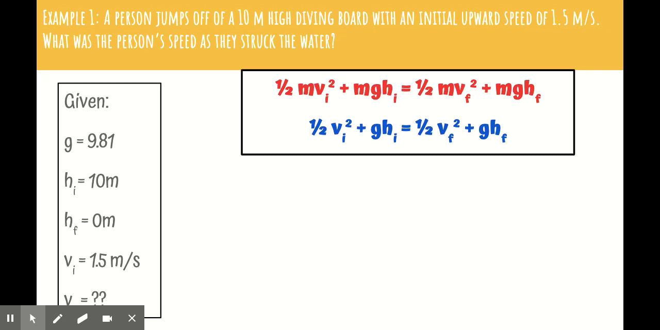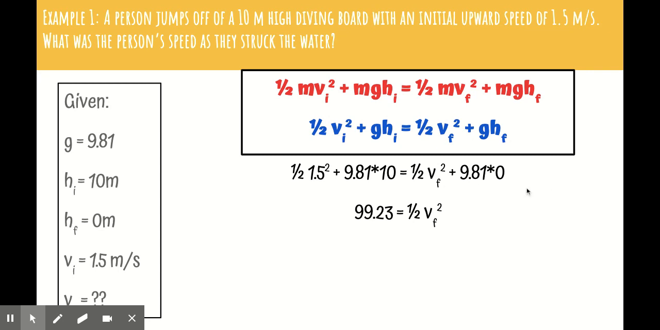So we're going to use our mechanical energy formula. In this case, we don't have mass, we don't need mass, so we're going to remove mass from all parts of the equation, which leaves us with the blue equation here. So we're going to start substituting in these values. We have the initial velocity, we're going to sub that in, plus gravity times the initial height, set equal to 1/2 the final velocity squared, plus gravity times the final height. When we simplify, this is what we end up with.